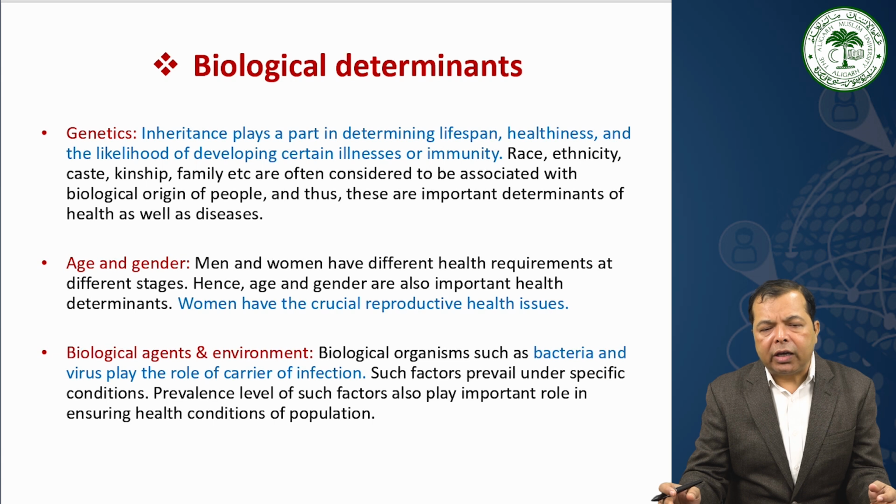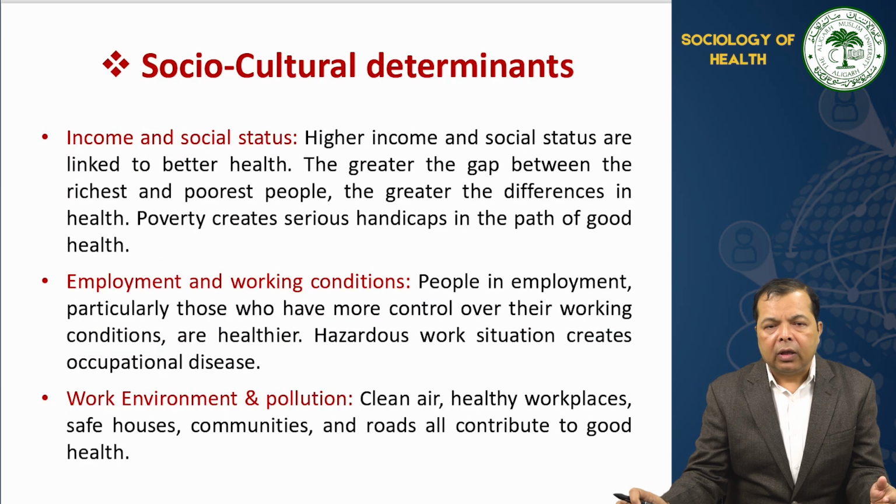Then there are biological agents and environment. We talked about the biological agents in the previous lecture also. So we can relate that yes, there are biological determinants. But going beyond the biological determinants, we have the socio-cultural determinants. And here I would like to focus on these socio-cultural determinants. For example, income and social status. That is playing a very important role.